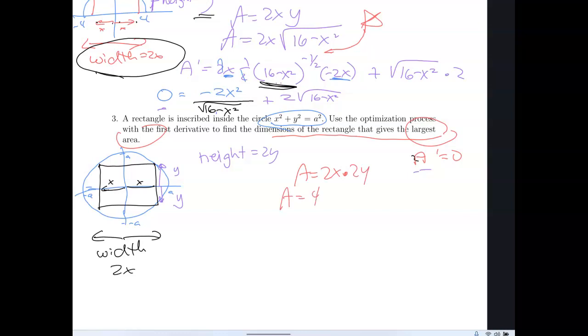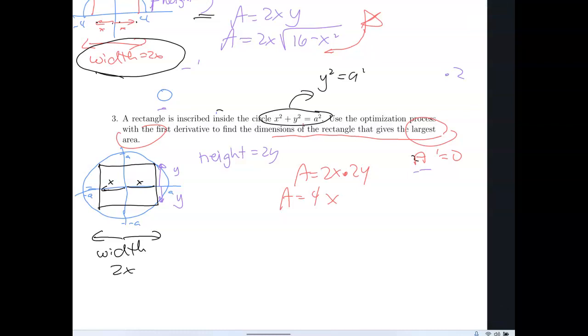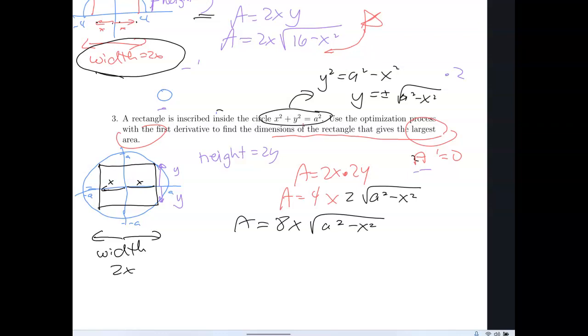So that gives us 4x, and then I'm going to put in for y. How do I find out what y is equal to? Well, we just have to take this and solve it for y. So I get y squared is a squared minus x squared. So y would equal plus or minus the square root of a squared minus x squared. So I'll just take the positive. So I get 4x times the square root of a squared minus x squared. Okay, so let's make that a little nicer. So I get 8x times the square root of a squared minus x squared.